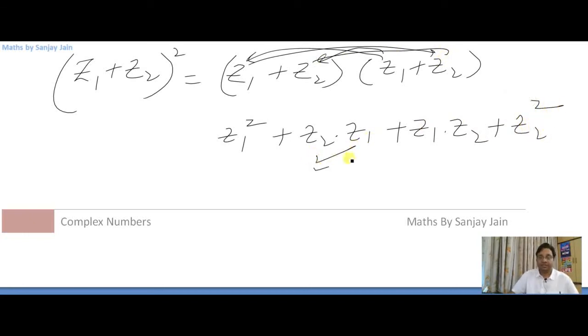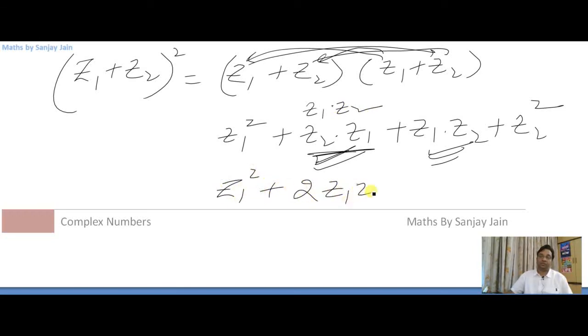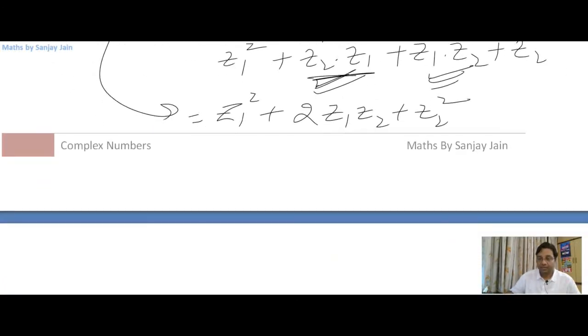And we have studied about the commutativity in multiplication of complex numbers. So we can write these as z2 into z1 and z1 into z2. So I can write this as z1 into z2. So the identity will be z1 squared plus 2 z1 z2 plus z2 squared. And this is the similar identity that we had in the case of real numbers, and the same thing will happen for other identities.